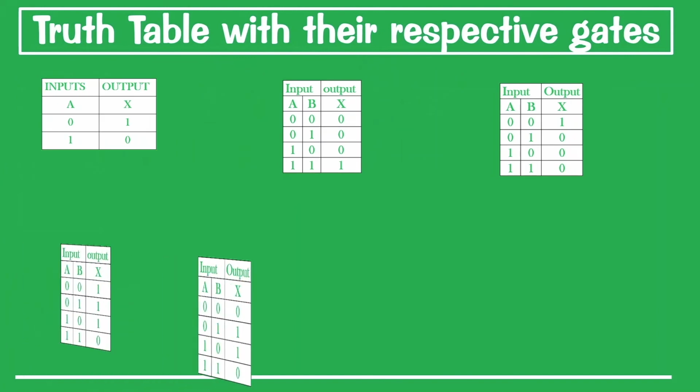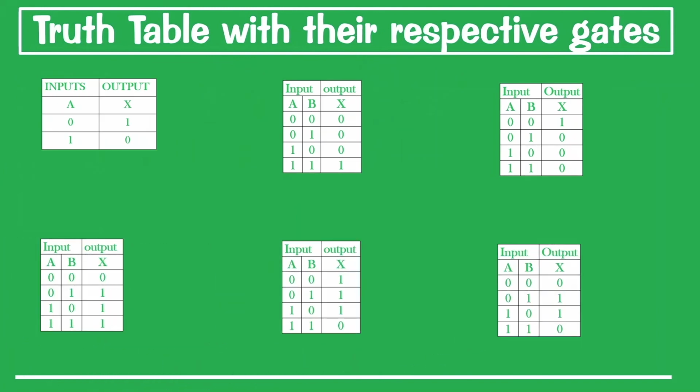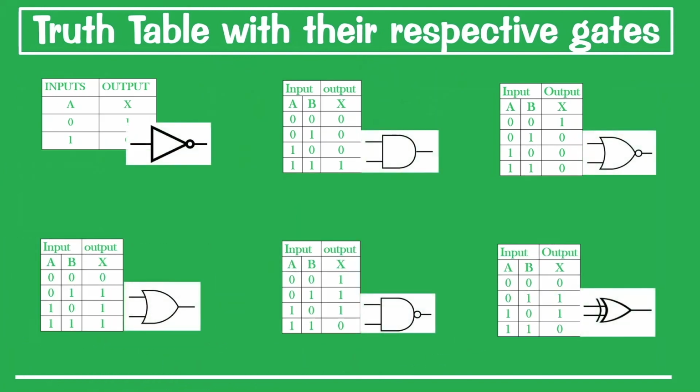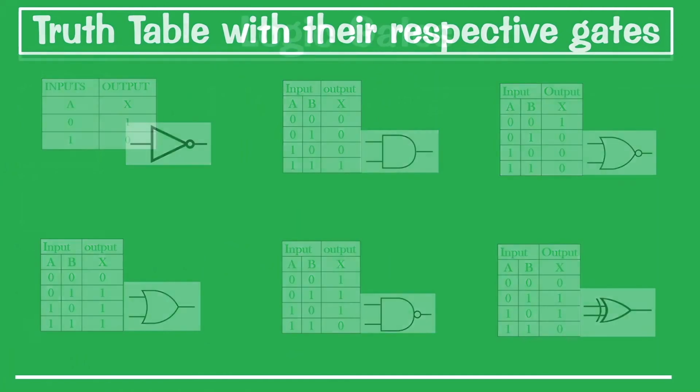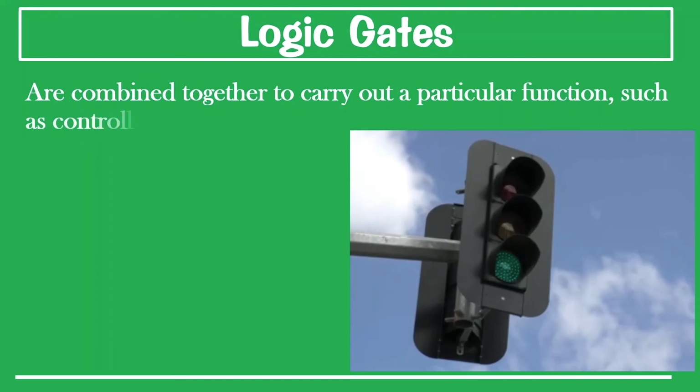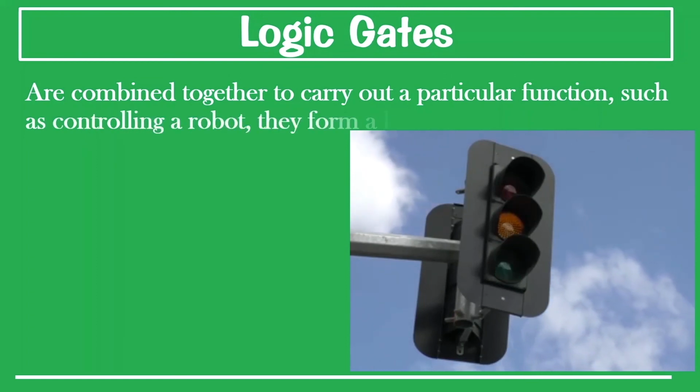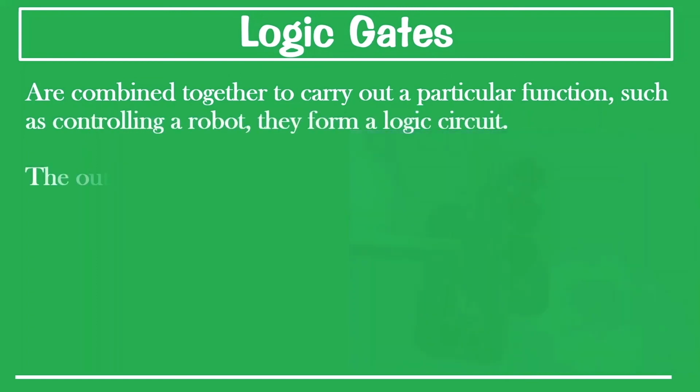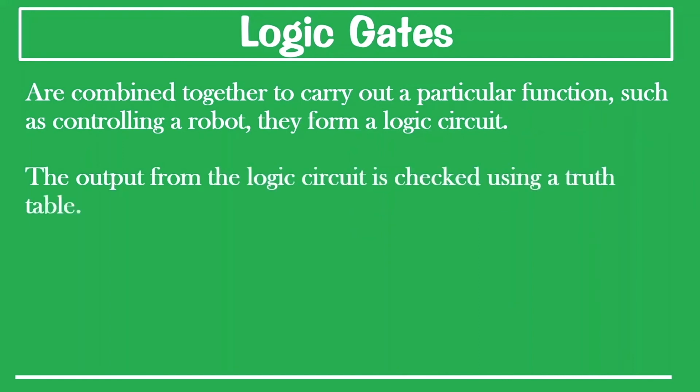Right, viewers, we've been looking at the truth table with their respective gates. Logic gates. Now, logic gates are combined together to carry out a particular function, such as controlling a robot. They form a logic circuit. The output from the logic circuit is checked using a truth table.